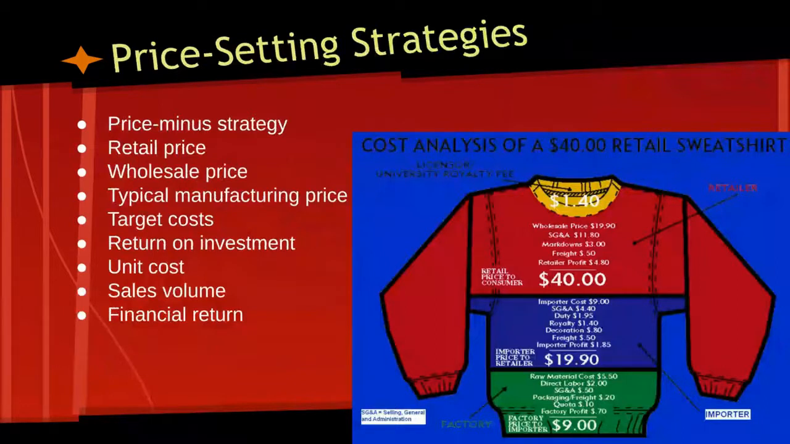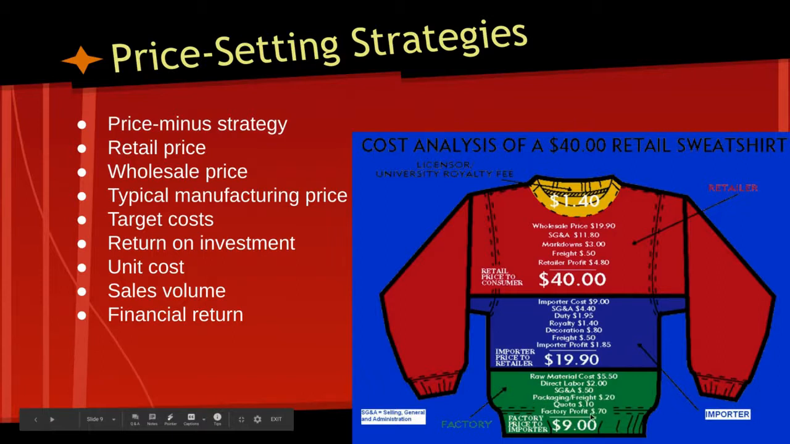This image on the right shows the cost analysis of a $40 sweatshirt. How do we even come up with that number? Well, if we start down at the bottom, the initial factory that produced this sweatshirt, it cost them about $9 for this one sweatshirt. And that $9 was broken up into the raw materials, the labor, and some other things. They had to turn a profit, obviously. They had to ship it.